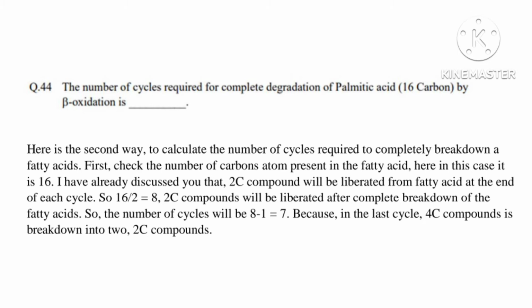First, check the number of carbon atoms present in the fatty acid. Here in this case, it is 16. I have already discussed that 2 carbon compounds will be liberated from the fatty acid at the end of each cycle. So 16 by 2, or 8, 2 carbon compounds will be liberated after complete breakdown of the fatty acid. So the number of cycles will be 8 minus 1, or 7, because in the last cycle a 4 carbon compound is broken down into 2 carbon compounds.